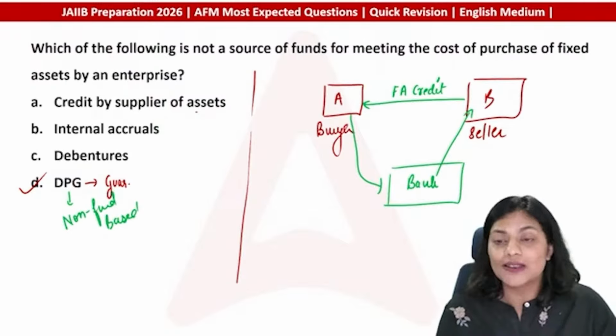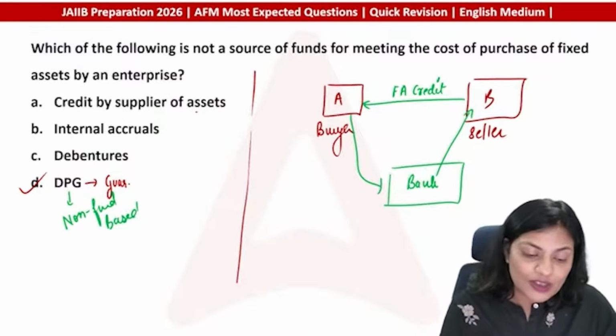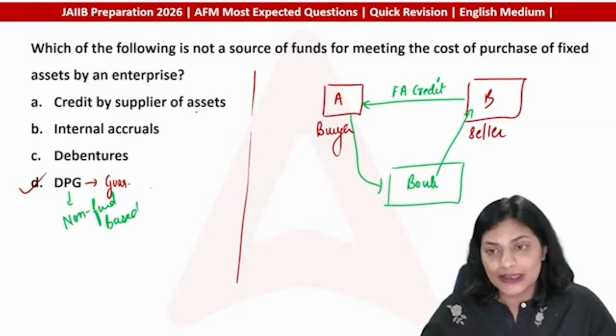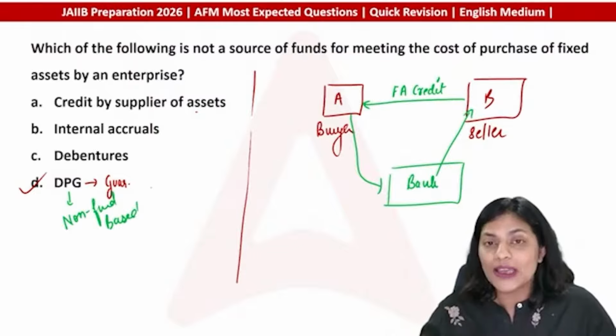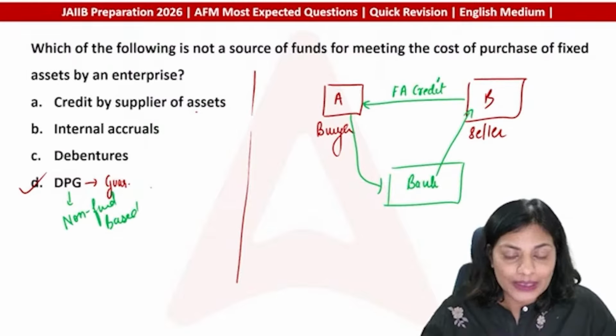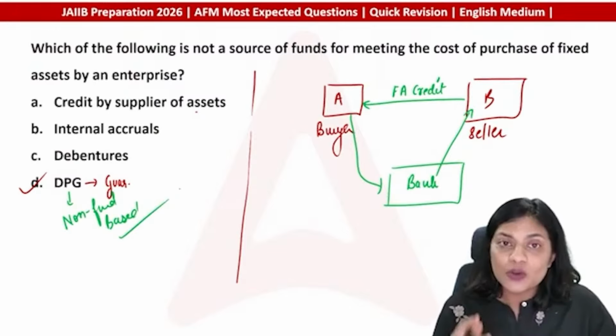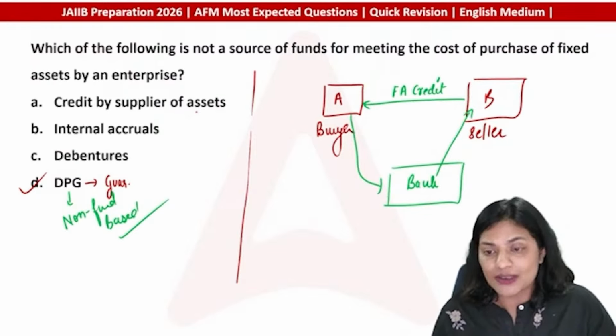That guarantee the bank is taking on equated installment basis is called a deferred payment guarantee. That bank would be there to support Mr. A's non-payment to Mr. B, who's the seller, right? So because it is a non-fund based source, that is why it cannot be a source of fund for meeting the cost of purchase.